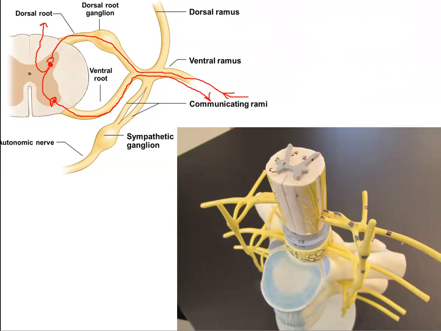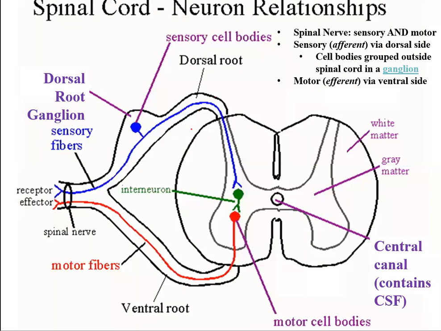Also on this model here, sensory information comes in from the back. Motor information goes out from the front. So let's add some names. This is the spinal cord. This entire thing here is a transverse section through the spinal cord. We already know the spinal nerve.